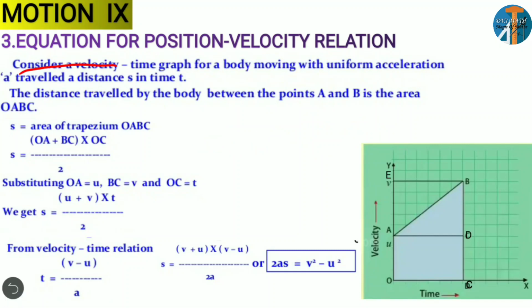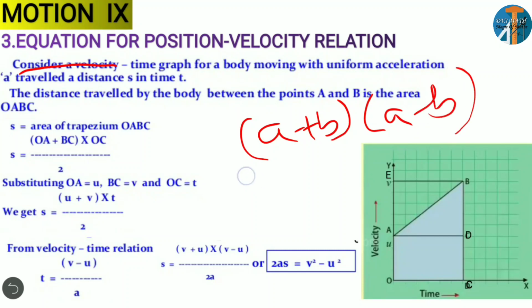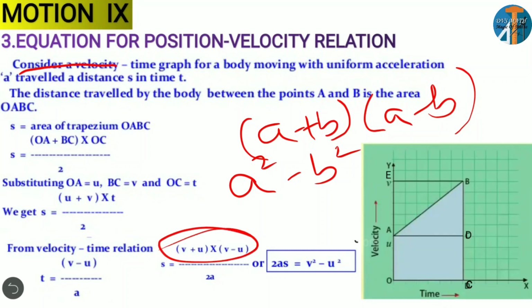What is the maths formula? (A plus B) into (A minus B). What is the formula? (A plus B) into (A minus B) is A square minus B square, right? The same case we are using here: (V plus U) into (V minus U) by 2A. So if we cross multiply, this becomes V square minus U square is equal to 2AS.